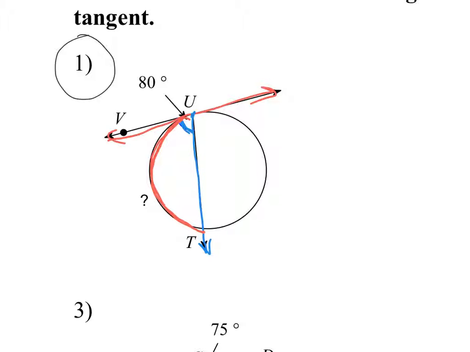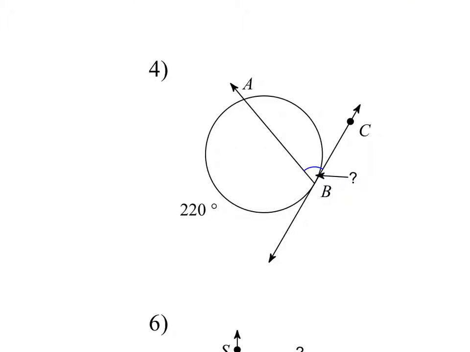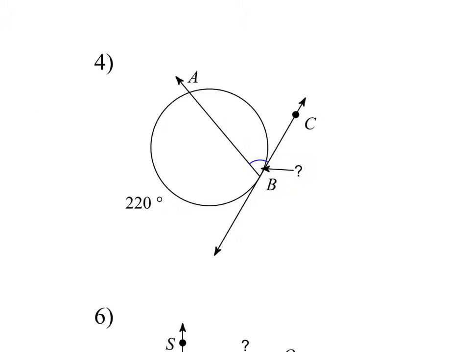So our angle is going to be half of what the arc is. So since we know that the angle is 80, multiply 80 by 2, and we get that our question mark arc is 160 degrees. Now we can work that a little bit backwards as well.